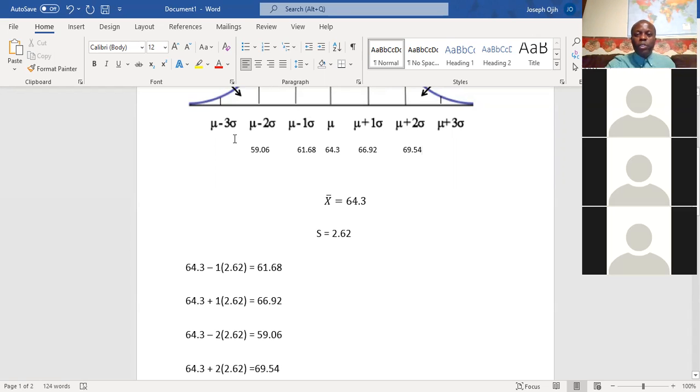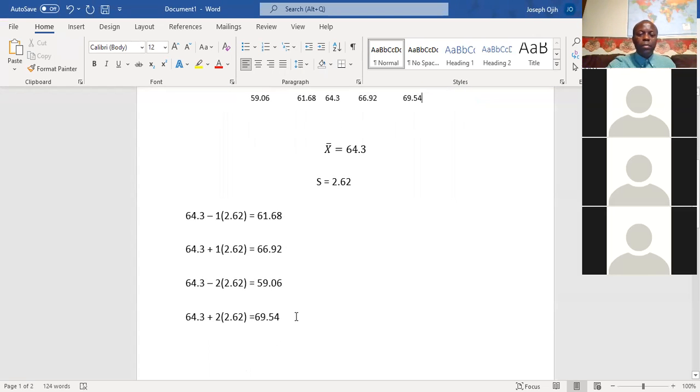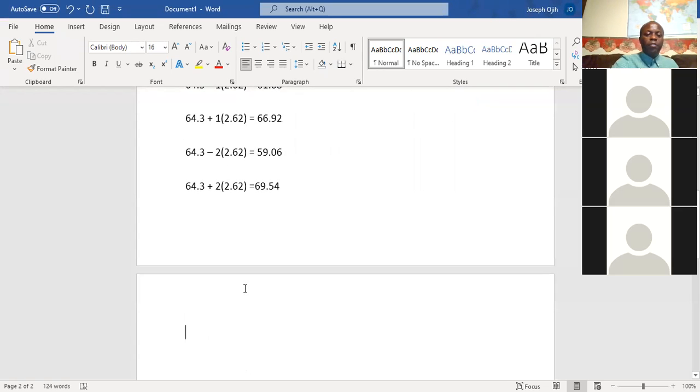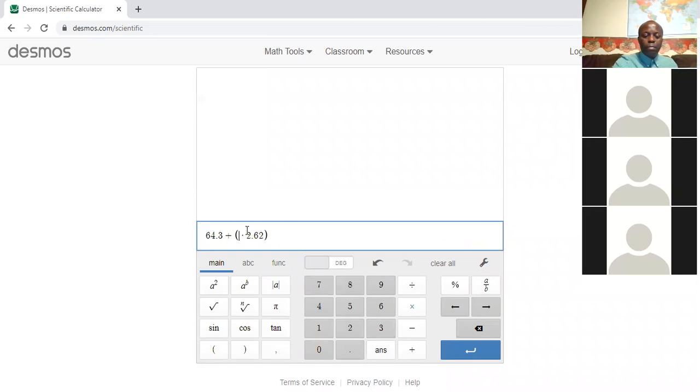Now for the last part, which is for 3 standard deviations, I will repeat the process. You see, on the left side, I have mean minus 3 standard deviations. So you have 64.3 minus 3 times the standard deviation of 2.62. Okay. So I'm going to take you to the calculator again to get this taken care of. So I'm going to change this to 3 and this one to minus sign. It gives me 56.44.